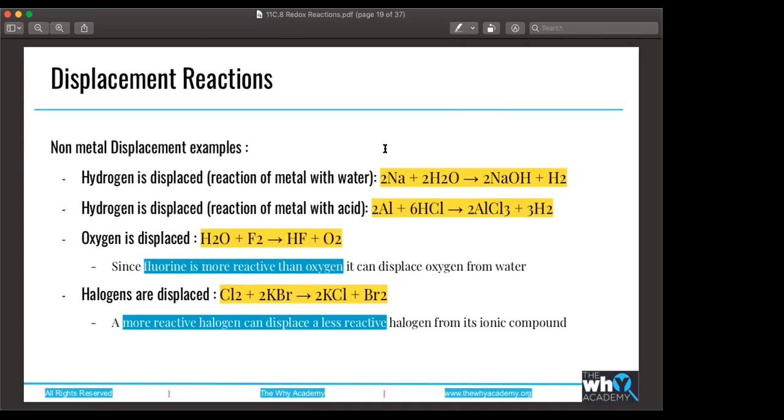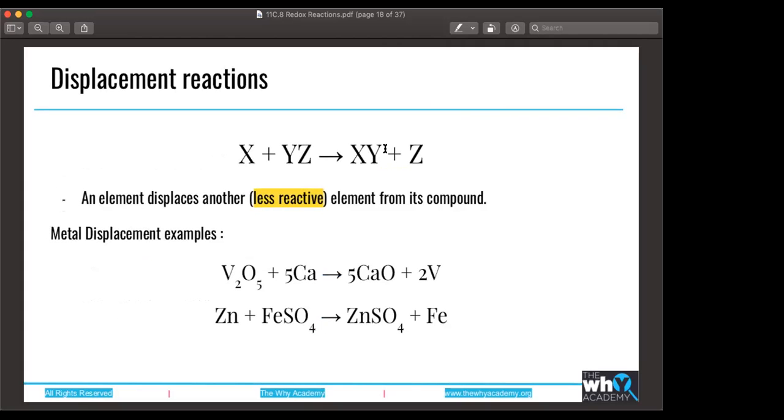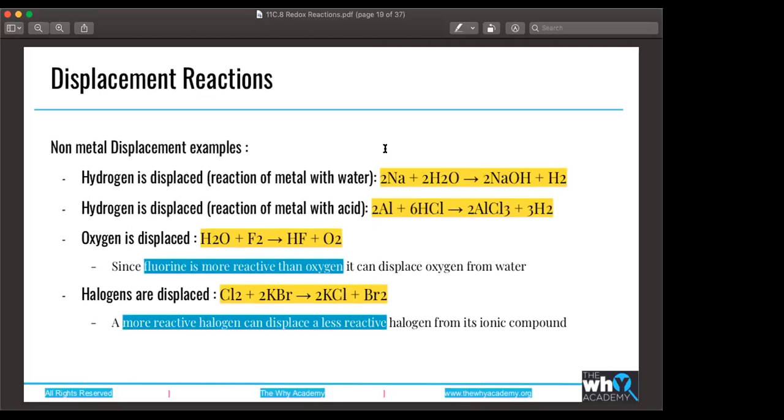Metal displacement reactions, you guys are familiar with. A more reactive metal displaces a less reactive metal from its compound. Non-metal displacement reactions, examples are here. Wherever hydrogen is displaced, in reactions with water, reactions with acids, again, it's hydrogen being displaced. So that will come under an example of a non-metal displacement reaction. Okay.